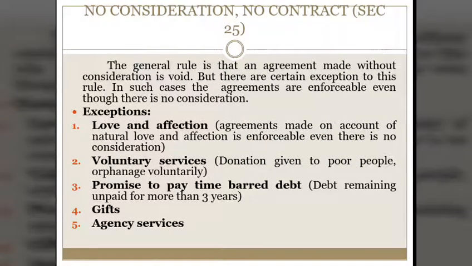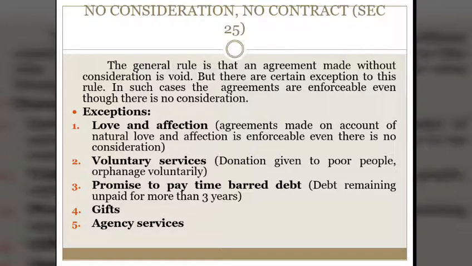The next aspect in case of consideration is no consideration, no contract. That is, every agreement must be supported by consideration. Without consideration, there is no contract. So, if there is no consideration, there is no contract. But in certain cases, if there is no consideration, there is also a valid contract. That is the exception to the above rule. No consideration, no contract. There are certain exceptions. Always, if there is no consideration, there is no contract. But in exceptional cases, the contract is valid without consideration also.